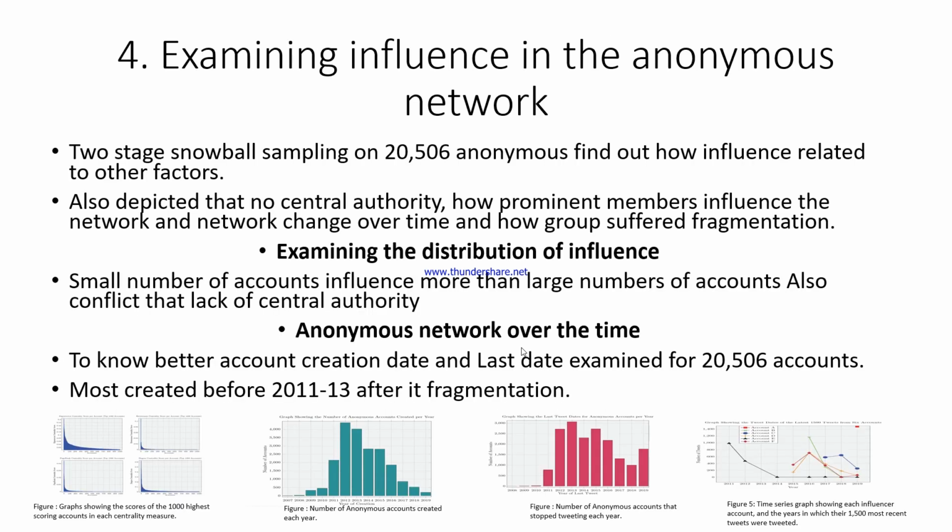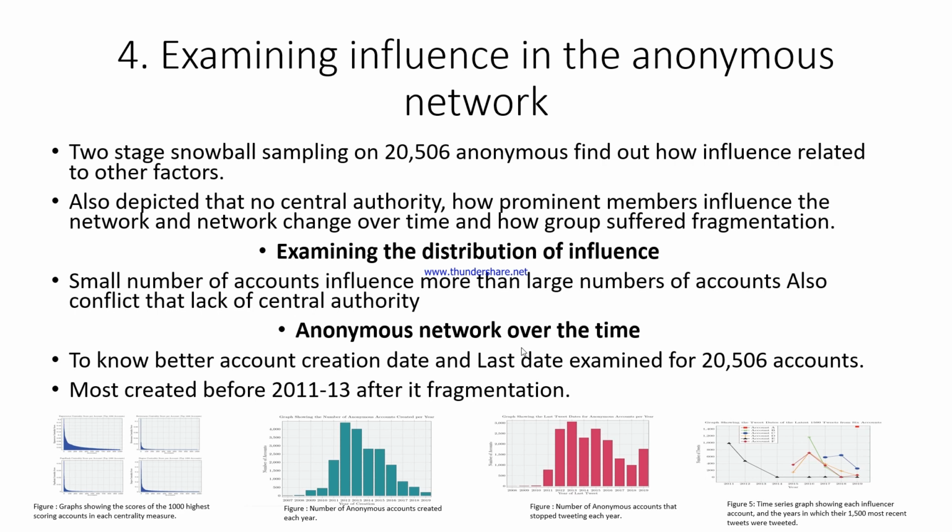Next is examining the influence in the anonymous network. Which node has the highest influence determines how the size of the network changes and how groups are fragmented. This is the problem seen mostly among them. A small number of accounts have more influence than a large number of accounts. Also there is a conflict with lack of centrality, the concept of lack of centrality that was found in an earlier study.